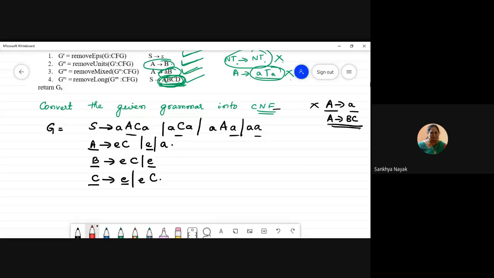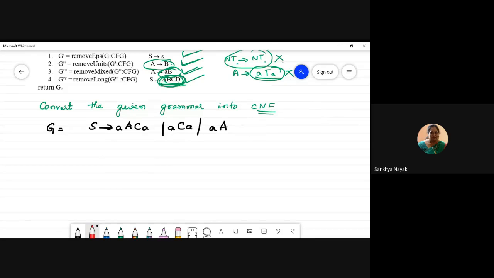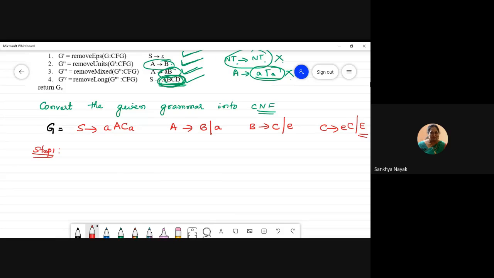Just a minute. I'll write a different grammar which has epsilon productions, because otherwise we'll skip a step and not understand it. So let us say I have a grammar like this. Now we have an epsilon production here. So let us take step 1. Step 1 says remove epsilon productions.